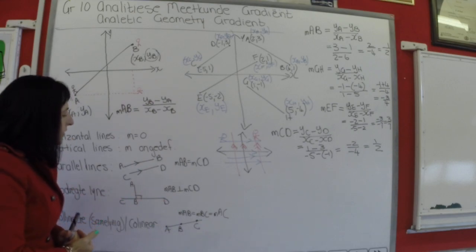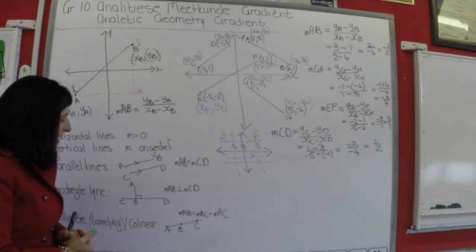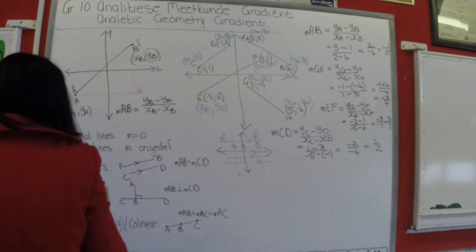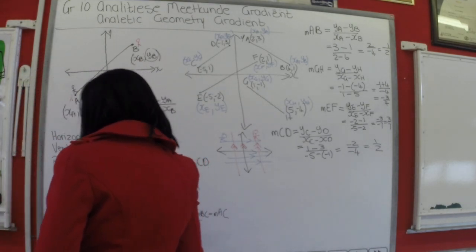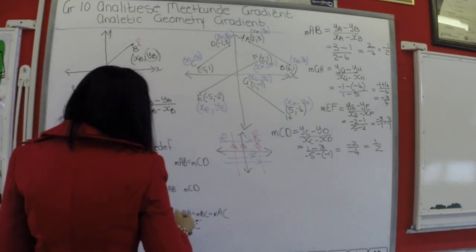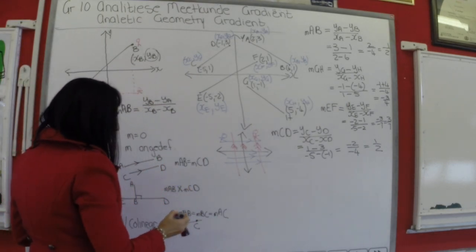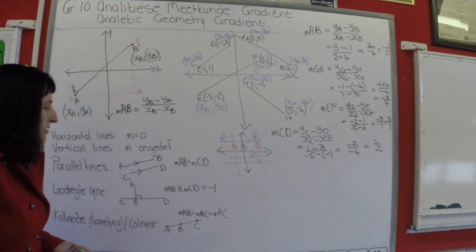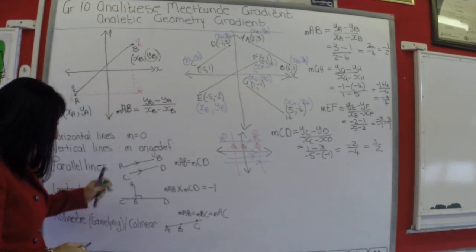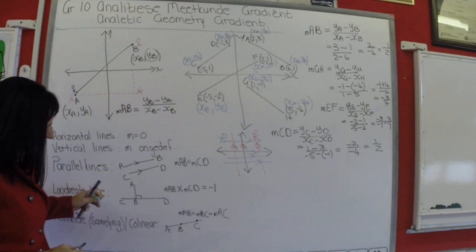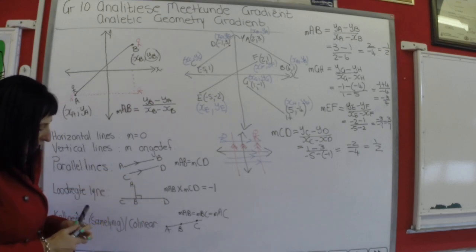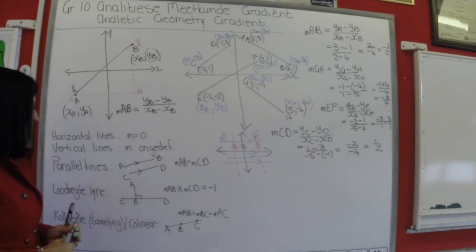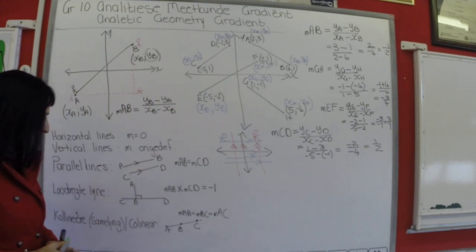Gradient, the lines are parallel on each other. Then you take the gradient of the one line, you multiply it to the gradient of the other line and the answer must be minus 1. As ons die gradiënt van die lyn wat loodreg is op die ander lyn met mekaar vermenigvuldig, is die antwoord altyd minus 1. That's the rule. Perpendicular lines.